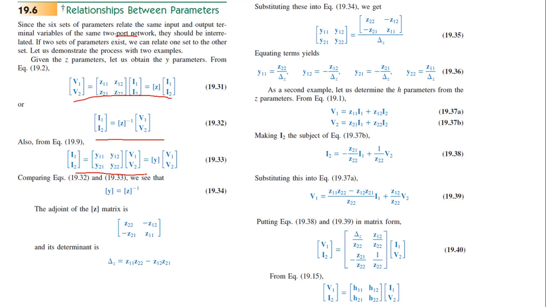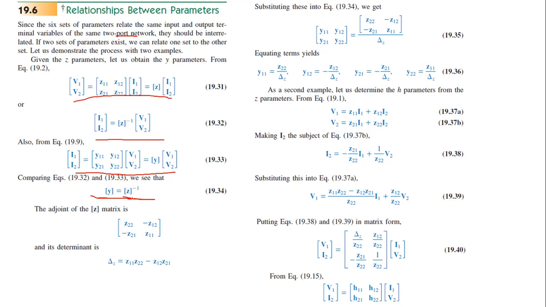Also, if we take the admittance parameter equation, it is like this: I1 equals Y11 V1 plus Y12 V2, and I2 equals Y21 V1 plus Y22 V2. So the Y parameter matrix is equal to the inverse of the Z parameter matrix. This is a matrix, so the inverse of this matrix A is 1 by determinant of A into adjoint of A. So that is the formula for inverse.